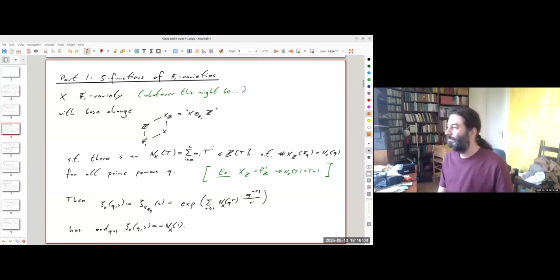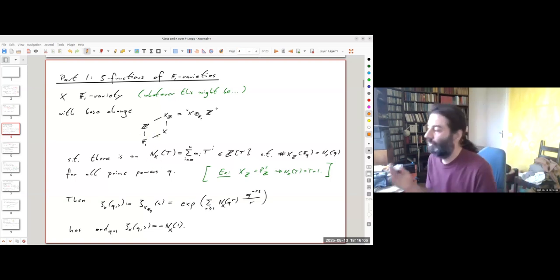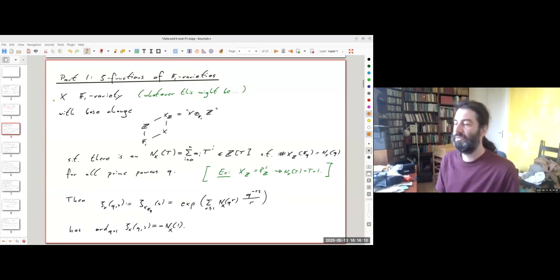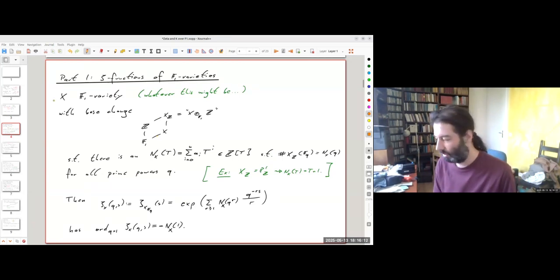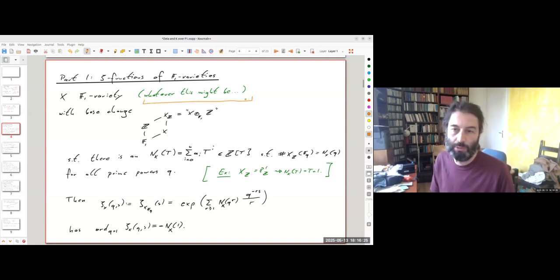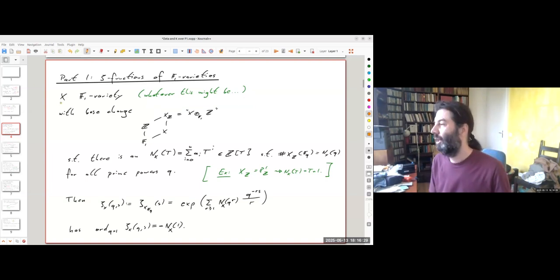So here's Soleil's definition of a zeta function. And this definition actually doesn't depend on our definition of F1 variety. So you can choose your favorite approach to F1 geometry if you have one, or you just believe me that there is some approach. And we say X is an F1 variety, whatever this is.